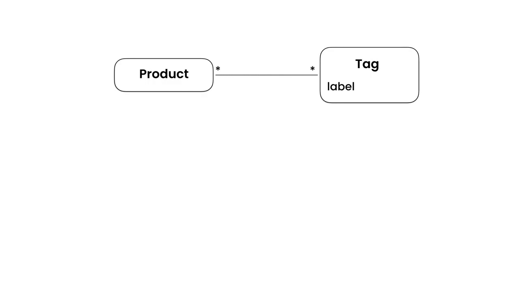But to make this project more interesting, I decided to throw in one more entity, tag. Here we have a many-to-many relationship between products and tags. Because a product can have many tags, and a tag might be referenced by different products. We'll come back to this entity in the next lesson.